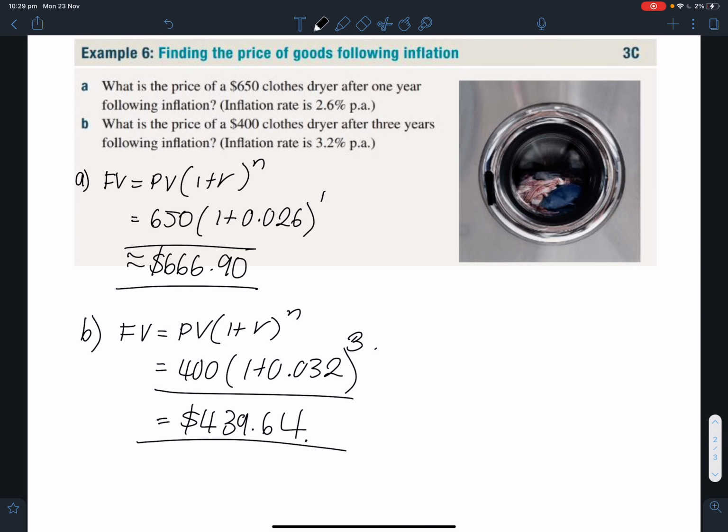Same deal goes with if we need to divide our rate and multiply the number of terms. So just keep an eye out for those sorts of questions as well.